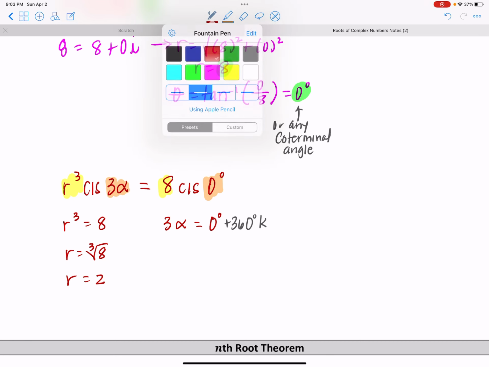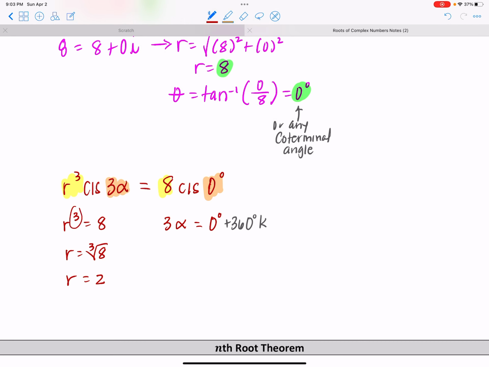Now if I wanted to solve this one for alpha, like over here I solved by taking the cube root, over here I'm going to solve by dividing both sides by 3. So my alpha has to be equal to 0 degrees plus 360 degrees times some integer k divided by 3. Now what am I going to do with this? Remember, we're looking for 3 complex solutions. So I know the radius length of the complex solutions, and I know different angles of the complex solutions. So let me just figure out what they're going to be.